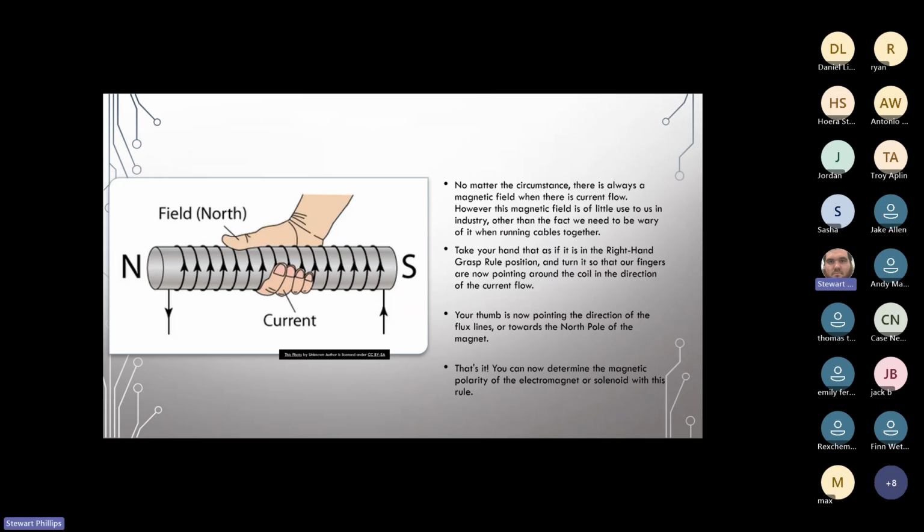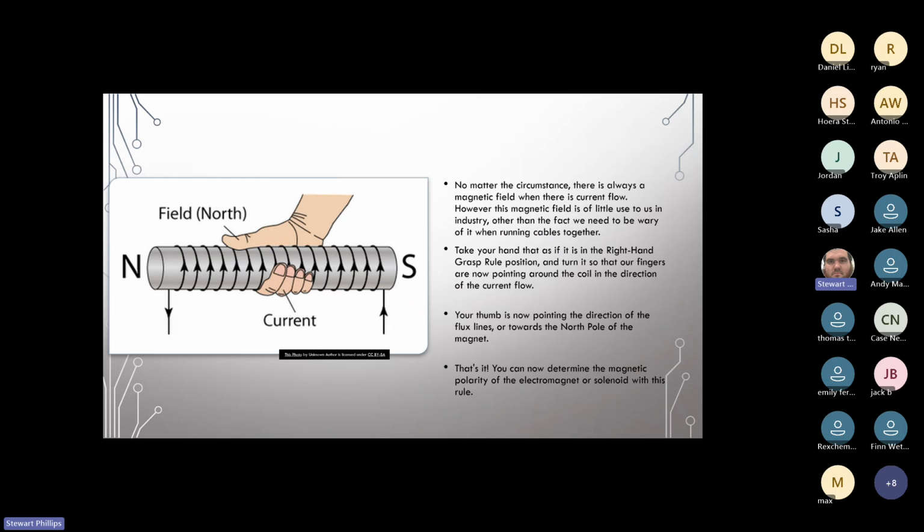So no matter the circumstance, there is always a magnetic field when there is current flow. However, the magnetic field is of little use to us in industry other than the fact we need to be wary of it when running cables together. Unless we are using it to make a transformer or use it in a motor or a relay or a solenoid or the very many other uses for it, current flowing through a general cable is of no use to us.